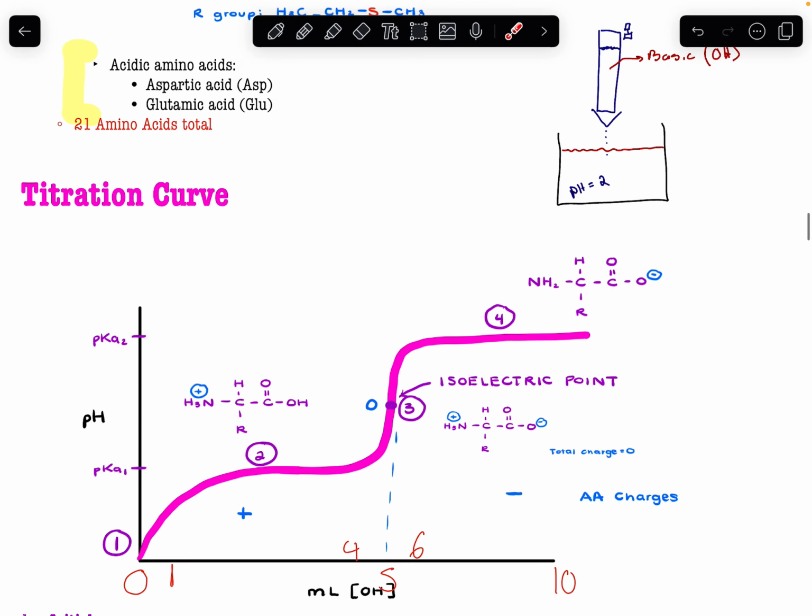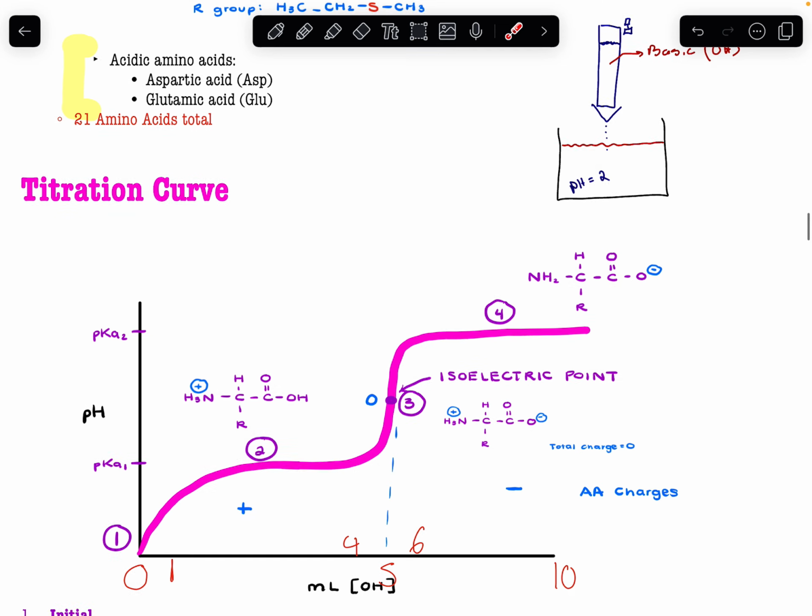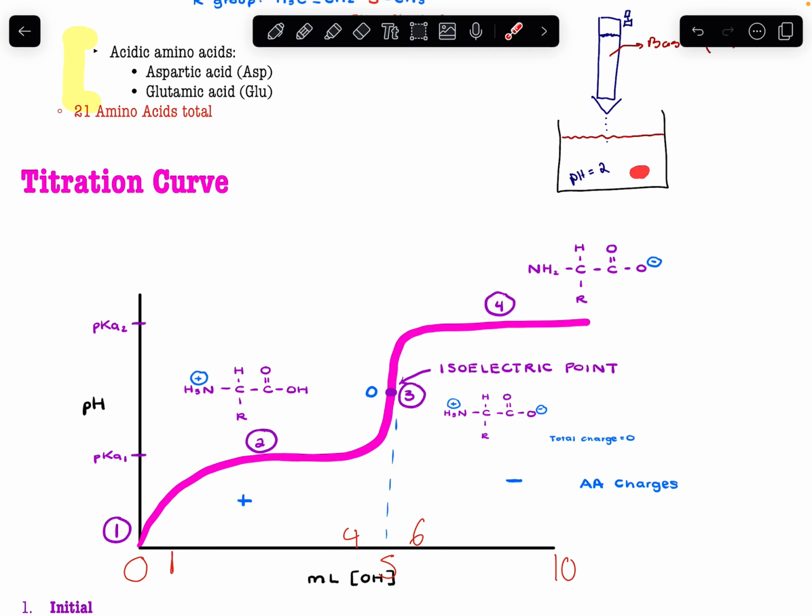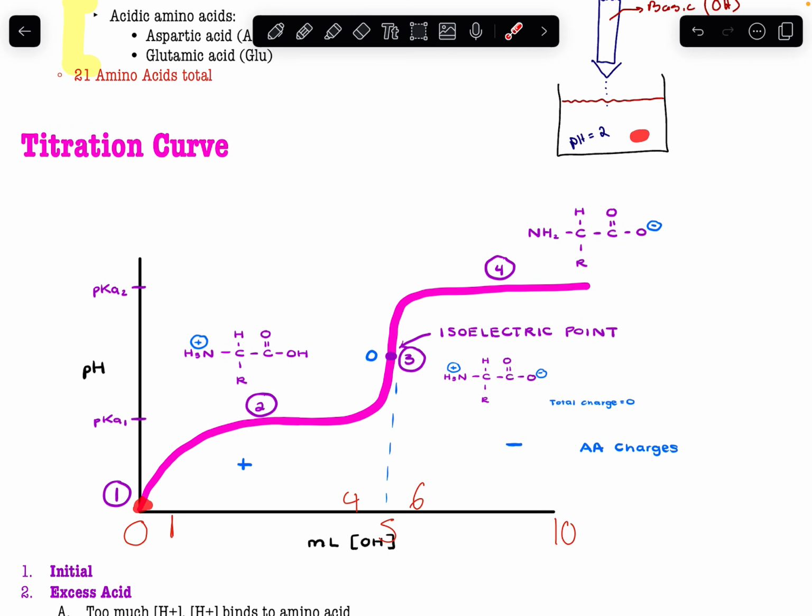Referencing this example up here, this original solution with a low pH represents this point on the titration curve. As we add base to it, you can see the curve slowly start to rise, and then our buffer starts to activate around this pK1, and you can see the pH rise level out. This area right here is a great buffer, resisting pH change, causing a plateau in the titration curve.